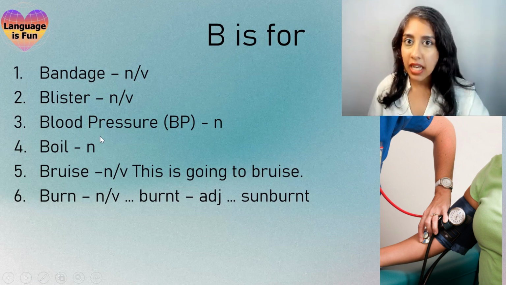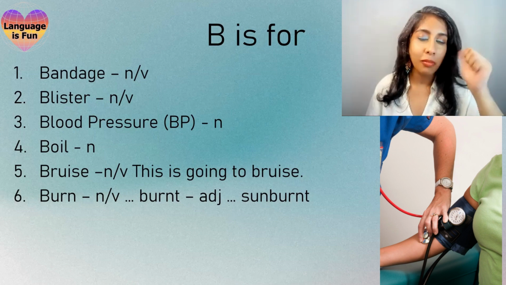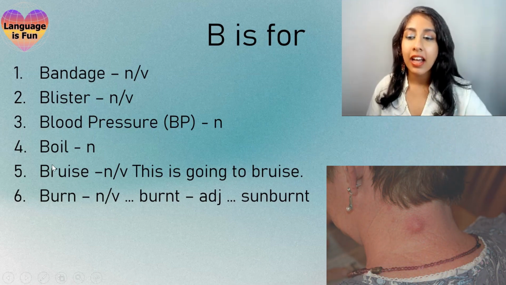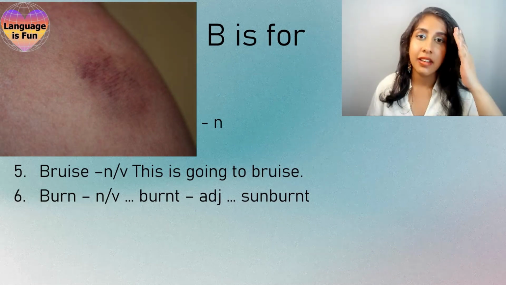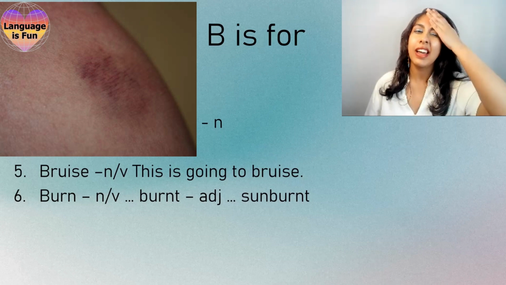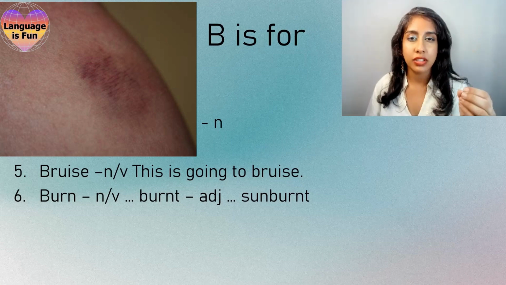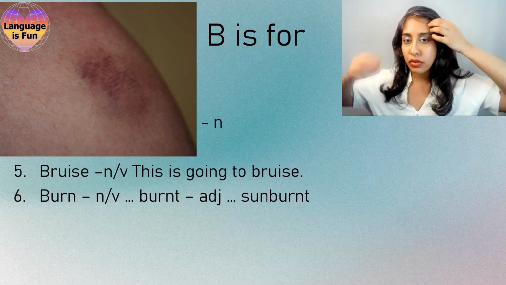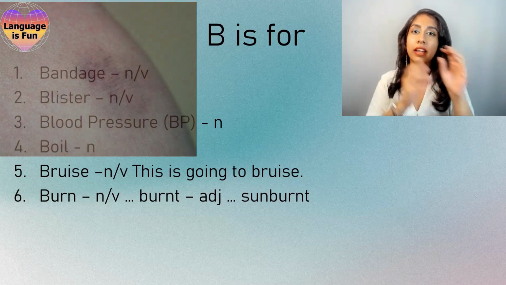Next, blood pressure, that's a noun. My blood pressure is high. My blood pressure is low. My blood pressure is normal. Hopefully, your blood pressure is normal. Okay, and then boil, as I said, is a noun. It's a thing. And bruise can also be an action, right? I bruised my head when I hit the wall. I accidentally hit the wall and I bruised my head, right? I bruised, it's an action, to bruise something. You bruise yourself and then you get a bruise or you have a bruise, right? You have a thing, a bruise. So it's a noun and a verb.